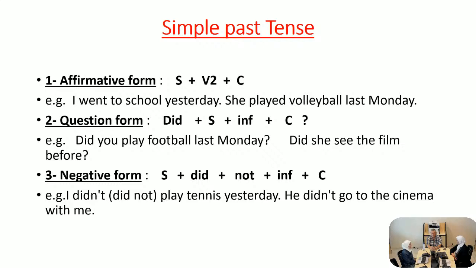When we have a negative form, we use the subject, did and not, infinitive, and the complement. I didn't or I did not play tennis yesterday. He didn't go to the cinema with me.